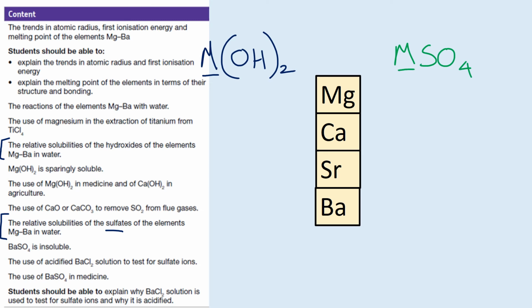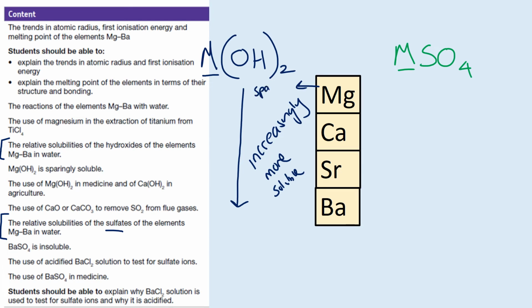As we move down the group, the solubility of the hydroxides increases. So they are increasingly more soluble. Specifically, magnesium is only sparingly soluble. And you'll see that point here.